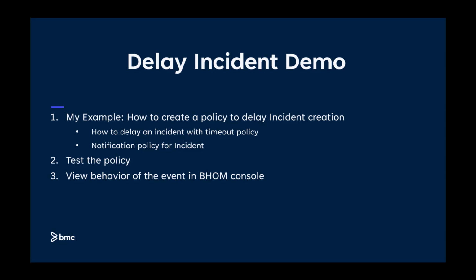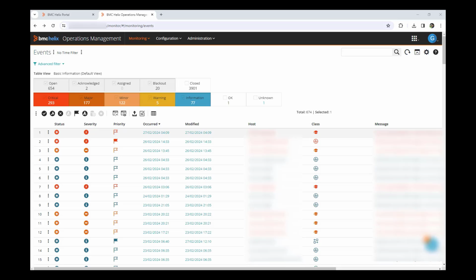Delay incident demo. In this demo, we will create a policy to delay the creation of the incident by using notification and time-based policy. Let's go to our BHOM console to create and configure our policies. We're going to need some prerequisites for this: a custom slot to use as a flag, and to reconfigure a predefined policy for incidents, which is an out-of-the-box policy. Let's start creating our time-based policy.